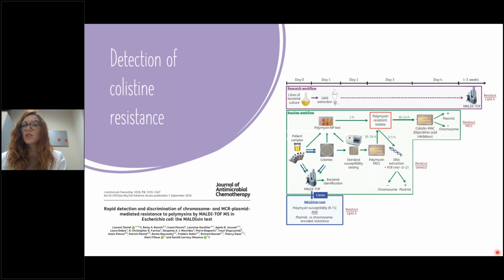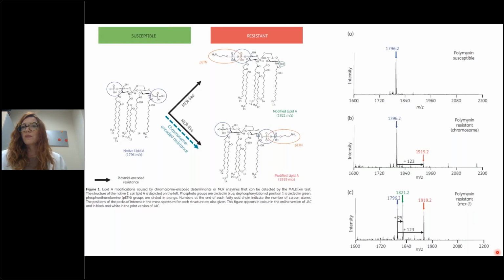With this MALDI approach, the MALDI test, you can know if bacteria has the intact lipid A, or if bacteria has this lipid modified. So this is the mass peak of lipid A in E. coli without any modifications. And you have these two structures represented by this spectra.